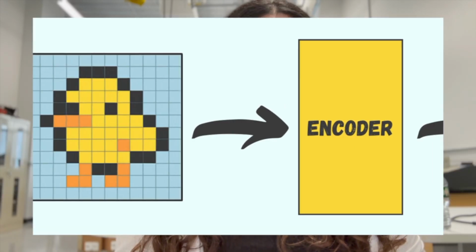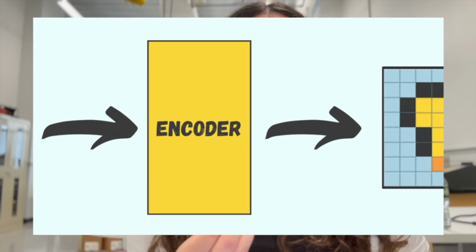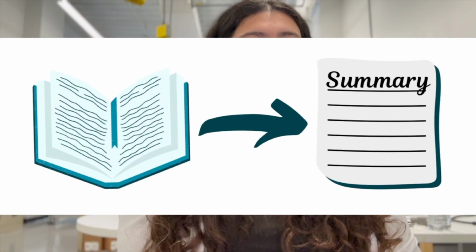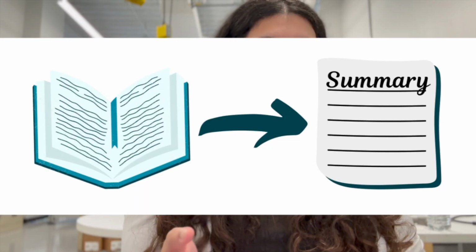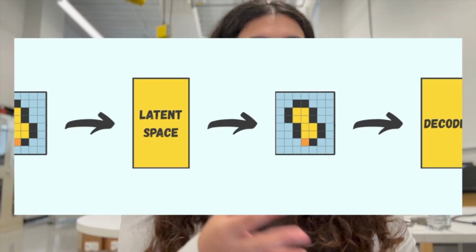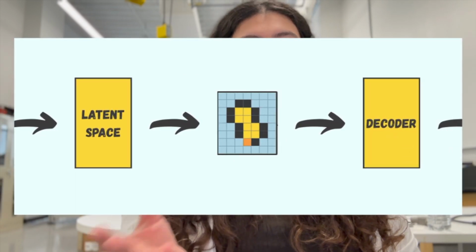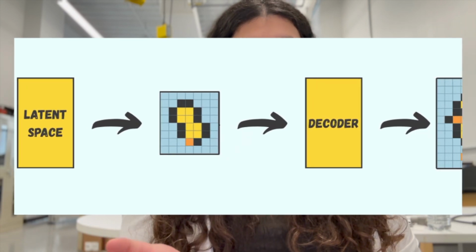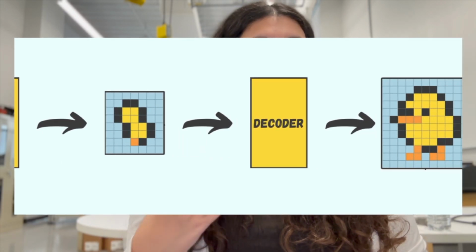Starting with the encoder, it takes the full image and compresses it into a smaller, simpler version, kind of like summarizing a whole book into a short sentence. It then passes this summary into the latent space, and from there, the decoder takes that summary and tries to rebuild the original image. All that helps the model learn the important features without memorizing every single thing.